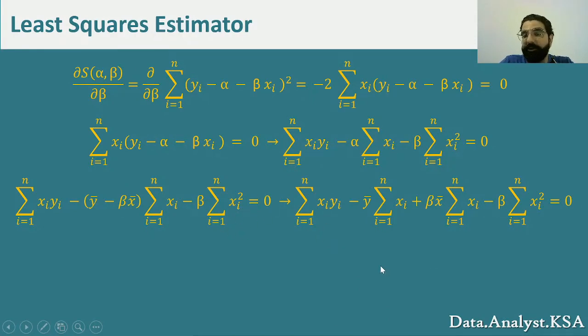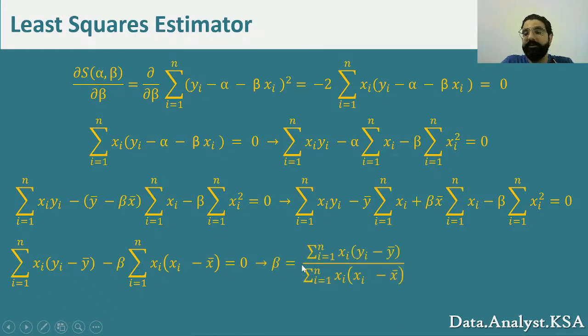Now let me do some regrouping. So if I take the sum of xi from the first two terms, it's going to be yi minus y bar, what's left. And if I take a minus beta for the second term, so I'm going to take the minus beta out, so it's going to be the sum of xi times xi, which is this term, minus x bar, which is this term. And the minus here is because we took minus beta outside. So now I can easily solve for beta by taking this to the other side and dividing by this term.